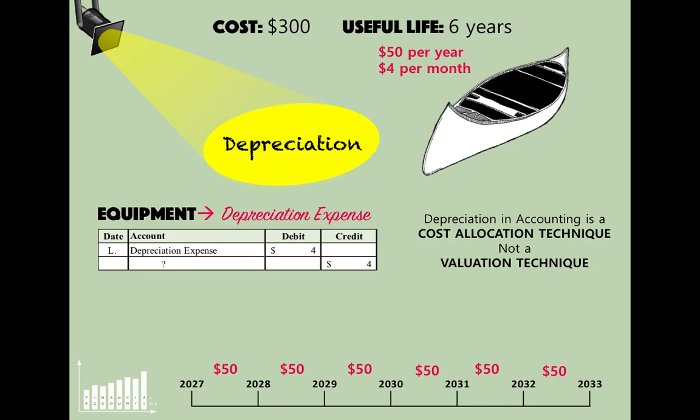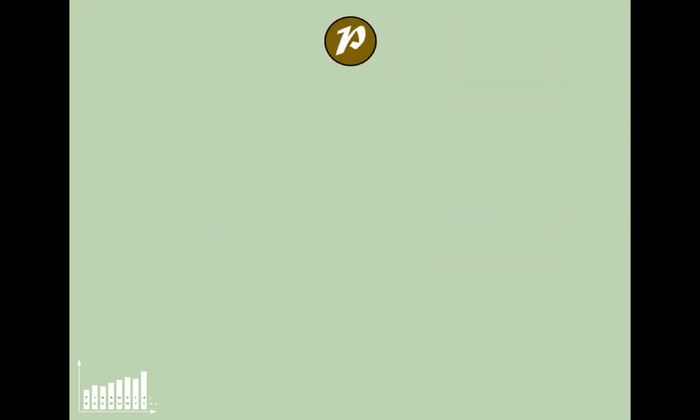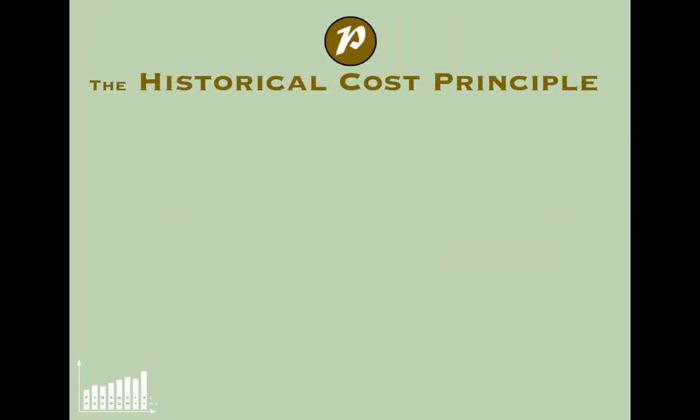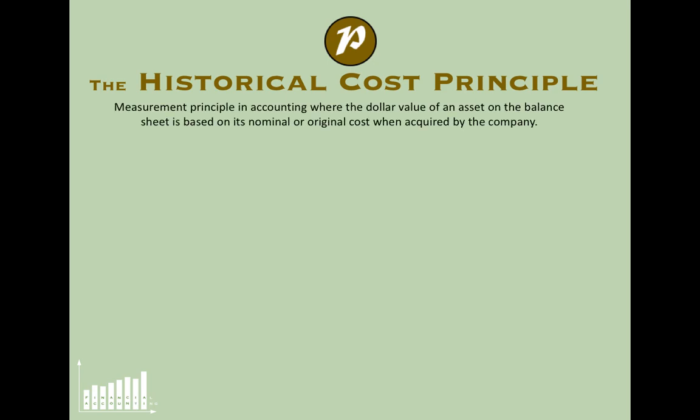But what's the question mark here? What do we credit? This presents a problem for us because of the historical cost principle. Now, the historical cost principle is the measurement principle in accounting where the dollar value of an asset on the balance sheet is based on its original cost when acquired by the company.